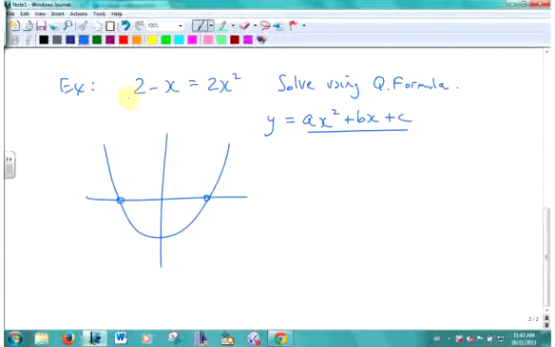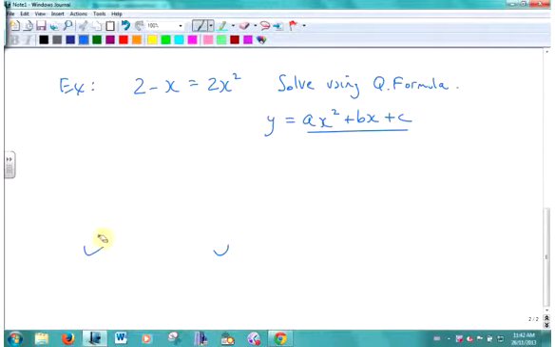If I bring the 2x over to here, I got minus 2x squared. That's going to make it flip over the x-axis and be negative. So it'll look like that. But the roots stay the same. Okay? As far as just solving it, it doesn't make a difference. But let's keep that positive.